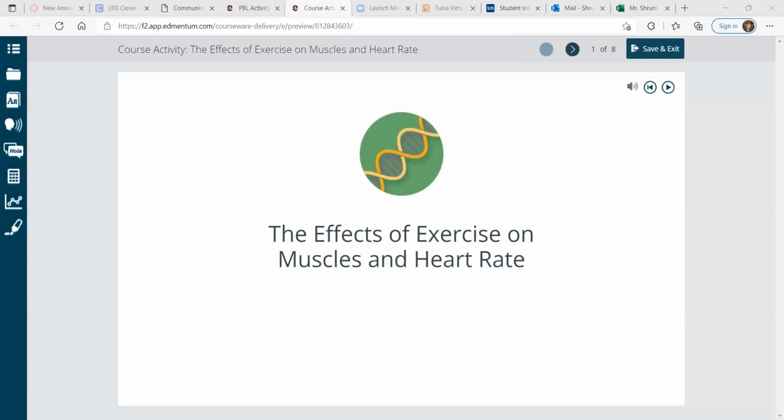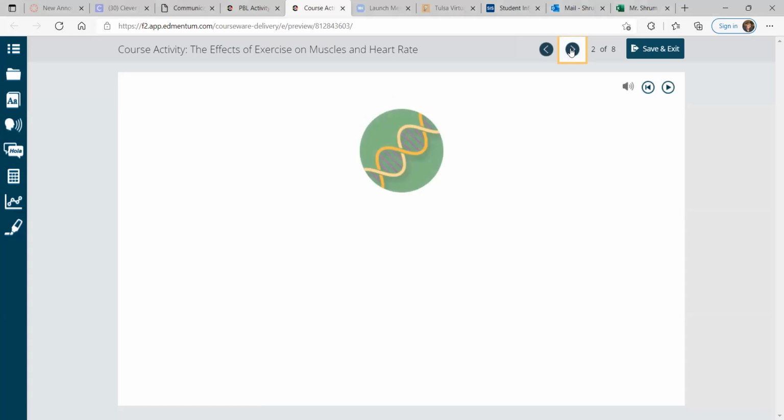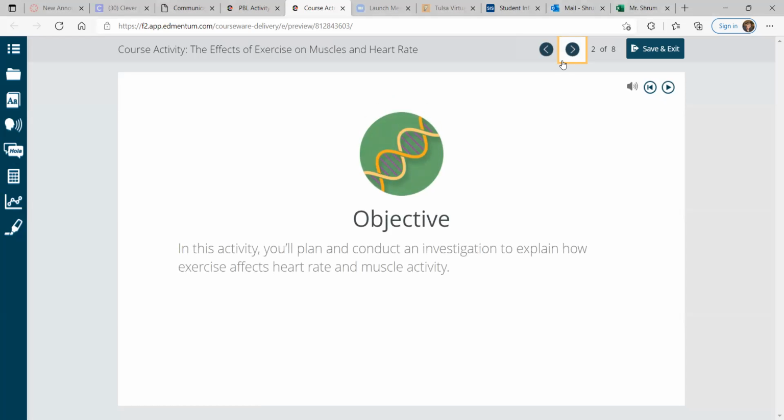Hi, it's Mr. Shrum, and I am going to go through the course activity as a workshop today to explain how to best approach the tasks and give you some examples of exercises or activities that elevate your heart rate or fatigue your muscles. So here we go.